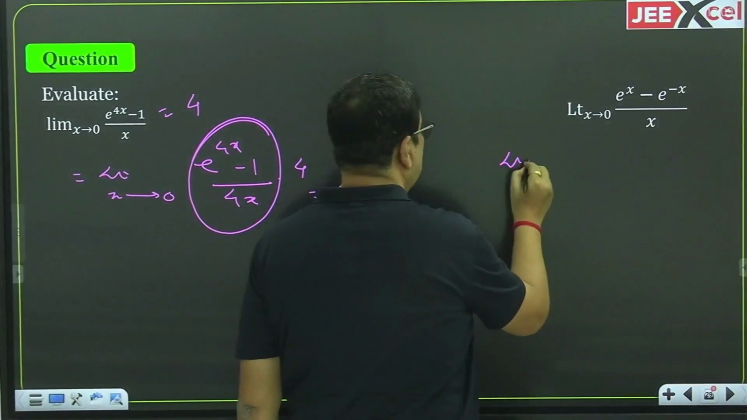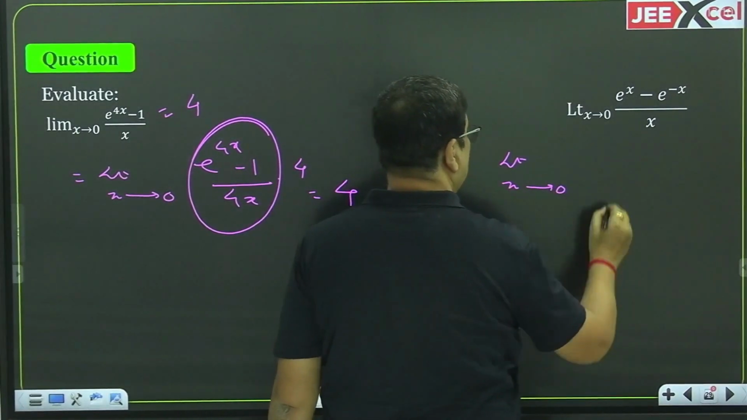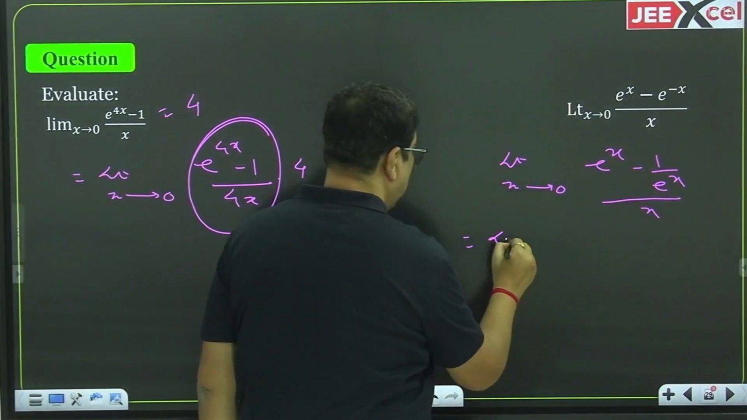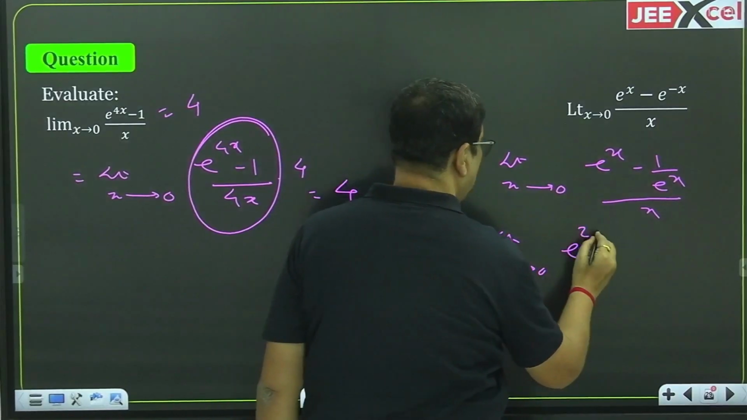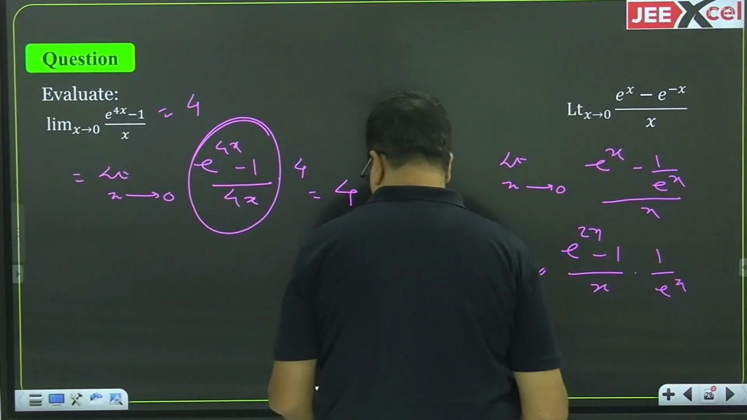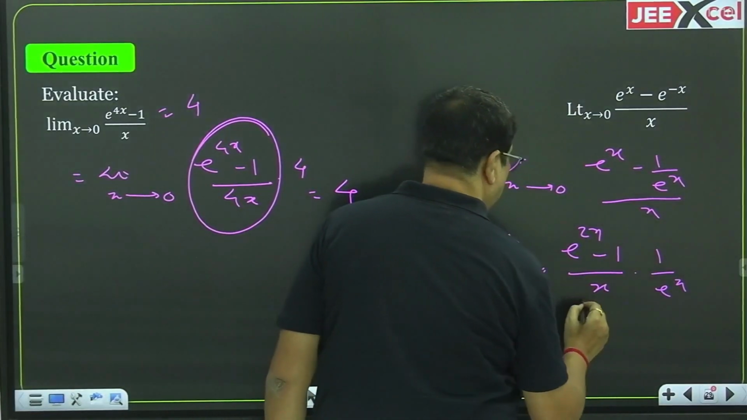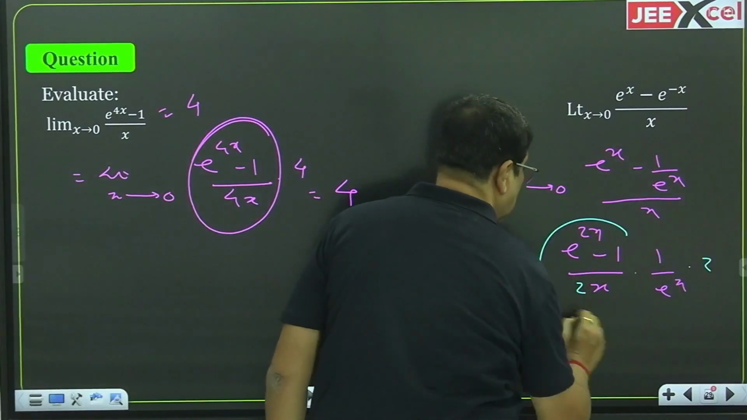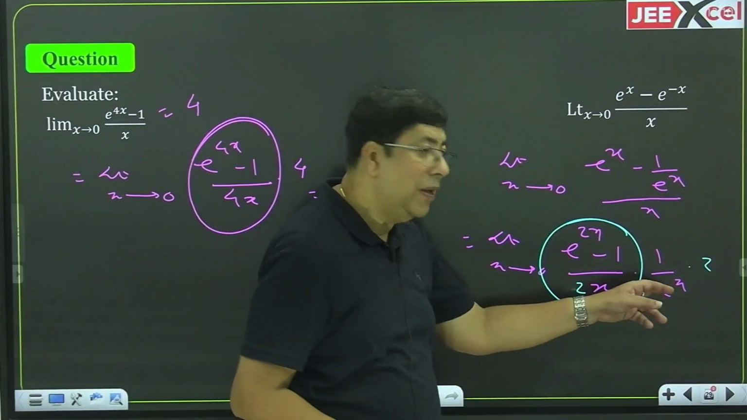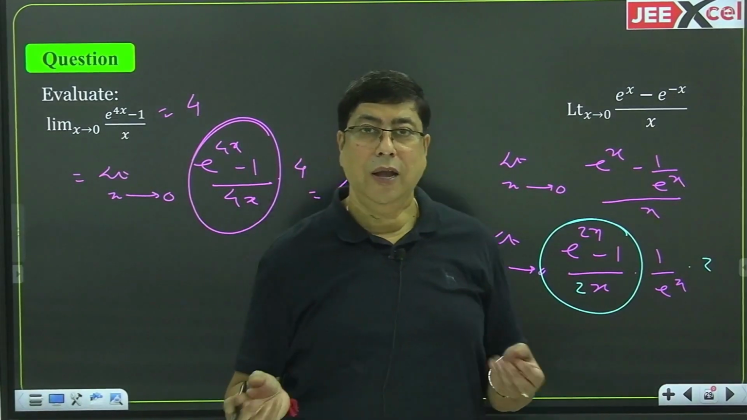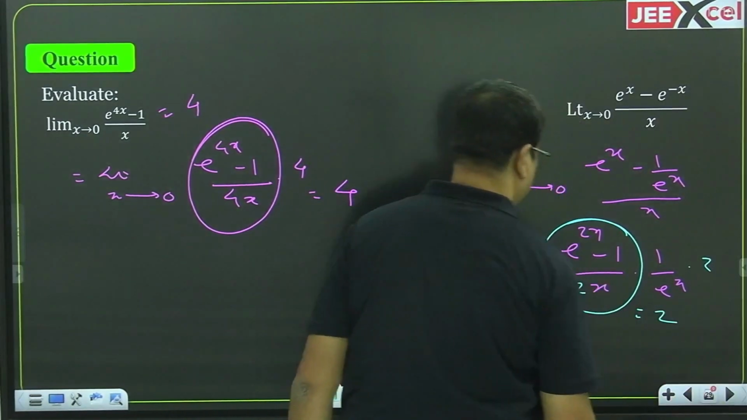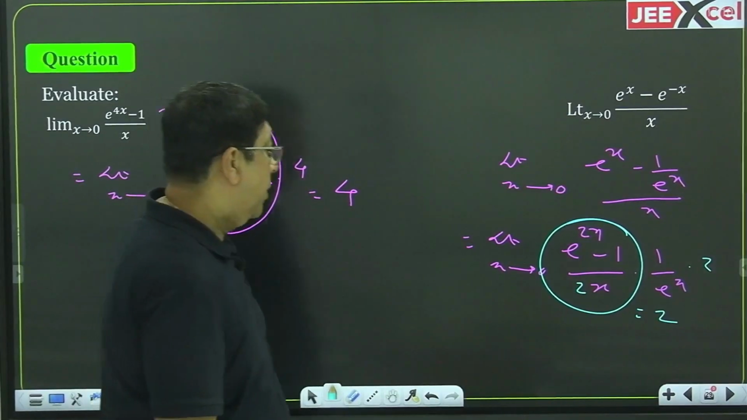For example, limit x tends to 0, so what can we do? e to the power x, 1 by e to the power x by x. Now, limit x tends to 0 e to the power 2x minus 1 by x into 1 by e to the power x. Now what will we do? Here multiply by 2, balance by 2, e to the power 2x minus 1 by 2x is coming to be 1 and e to the power 0. Now there is no tension, the denominator is not 0, so we can directly put the value. Therefore this is coming to be 2. Okay, next.